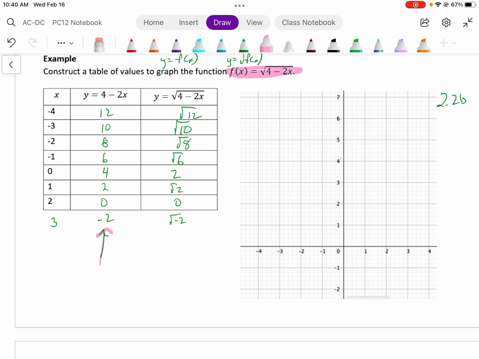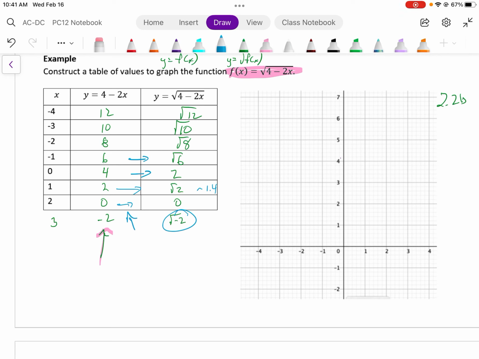A fairly simple exercise. Now, I'm just going to talk about the values here. I'm going to graph y is equal to 4 minus 2x first, and then work on a transformation and a graph. But I would just like to talk about the numeric values. The square root of negative 2 doesn't exist. The square root of 0 is 0. The square root of 2 is square root 2, which is approximately 1.4. The square root of 4 is an integer value, 2.